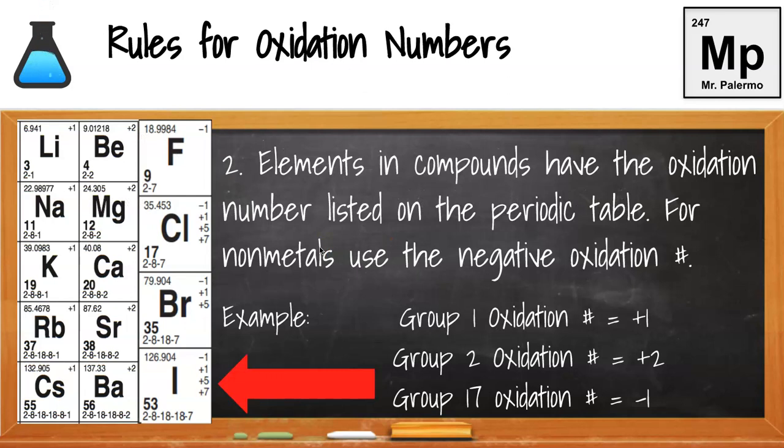The second rule is that elements and compounds have the oxidation number listed on the periodic table. And recall, for nonmetals, we're going to use the negative oxidation number, just like we did with our charges in our previous lesson. So group 1 is going to have +1 oxidation numbers as listed in the upper right-hand corner. Group 2 is going to have +2 oxidation numbers. And then group 17, since those are nonmetals, going to have the top number, which is the negative. So for chlorine, it's going to be -1.